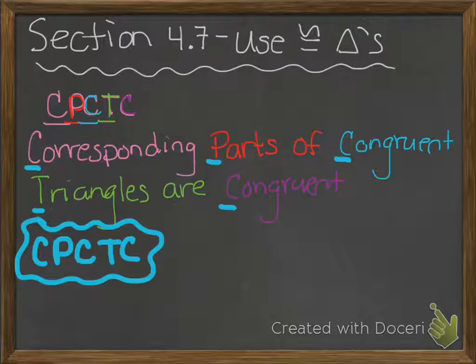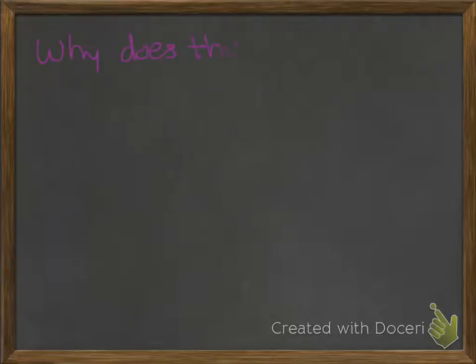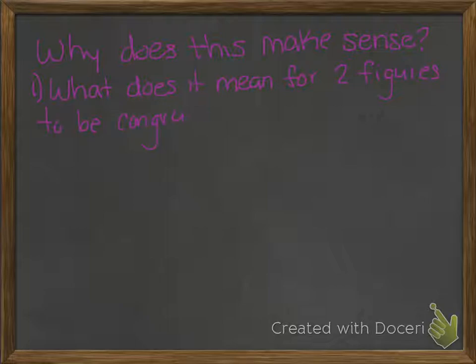So we're going to be using proofs. We have to go in and prove triangles are congruent, then take facts about those triangles that we don't already know and say they're congruent to each other. But we'll get to that in a second. The reason this makes sense, though, is because you have to think about what it means for two figures to be congruent to each other.